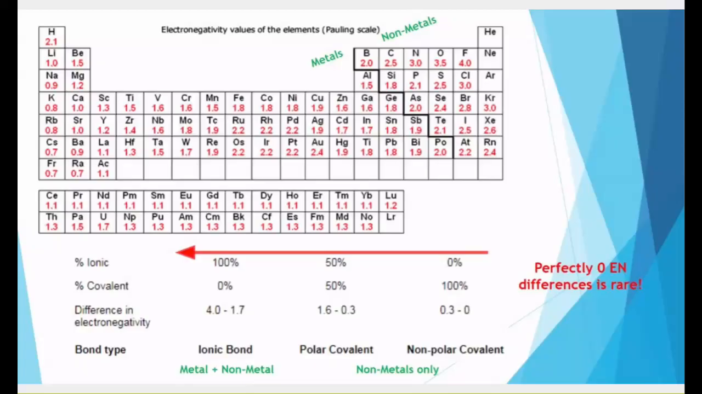Lots of bonds, lots of compounds have some character of both, and it just depends where on the spectrum they are. And it is very rare to have a molecule that has exactly 0 electronegativity difference. That would have to mean that's an atom bonded to another atom of the same type, two identical elements. And that doesn't happen much. There's actually only 7 elements that do that. We're going to talk about them in our next chunk of notes. They're called diatomics.